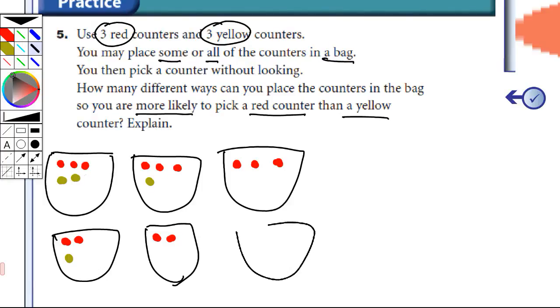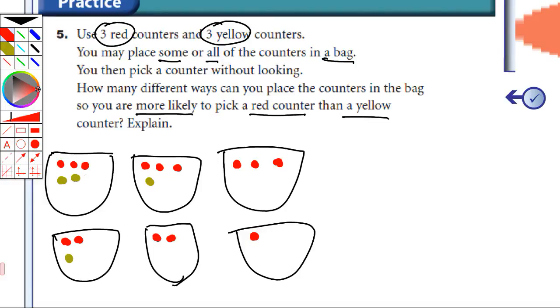So I'm going to move on to another bag with, in this case, 1 red. Well, with 1 red, if I put 1 yellow in there, I have an equal opportunity of getting both. If I put 2 yellows, clearly better chance of getting yellow, so I have to have it 1 and then 0. So these are my 6 ways that I can set up the counters in the bag so I'm more likely to pick red rather than yellow.